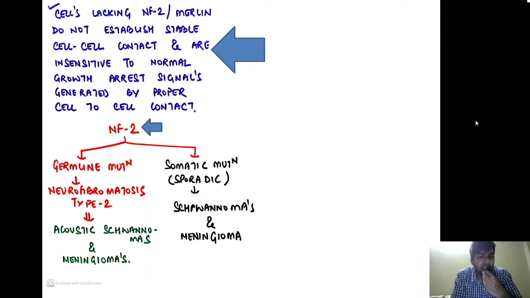NF2 can be mutated in two ways, just like NF1. The germline mutation of NF2 will lead to neurofibromatosis type 2, which is characterized by acoustic schwannomas and meningiomas, whereas the somatic mutation of NF2 will lead to sporadic schwannomas and meningiomas.